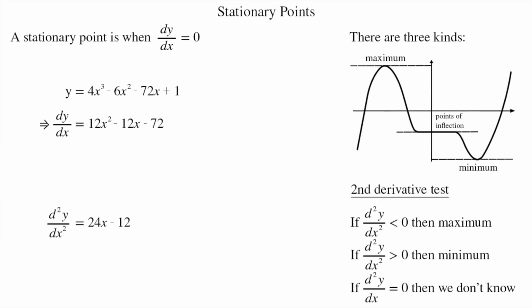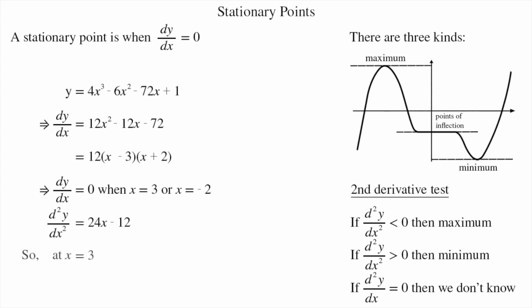Now, going back to the first derivative for a moment, we can simplify its expression to 12 times (x minus 3) times (x plus 2). So, dy by dx equals 0 when x equals 3 or when x equals minus 2.